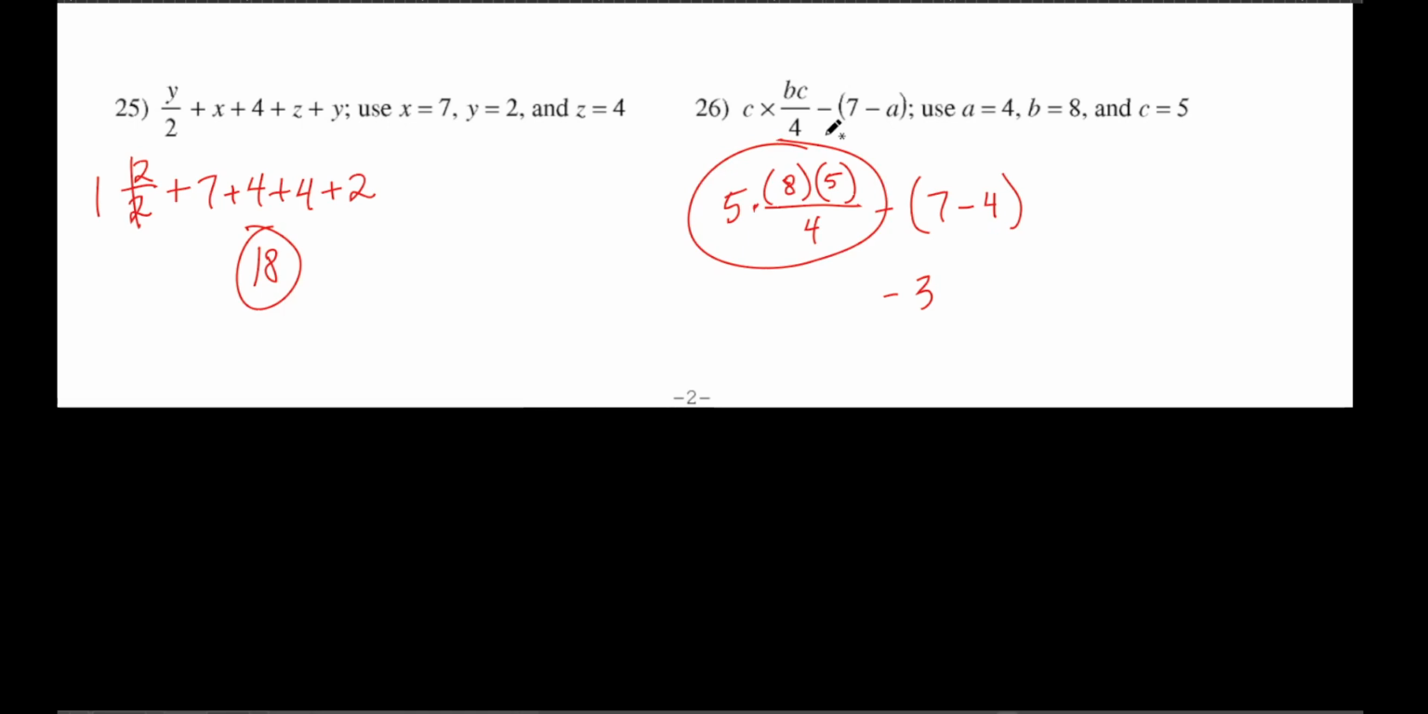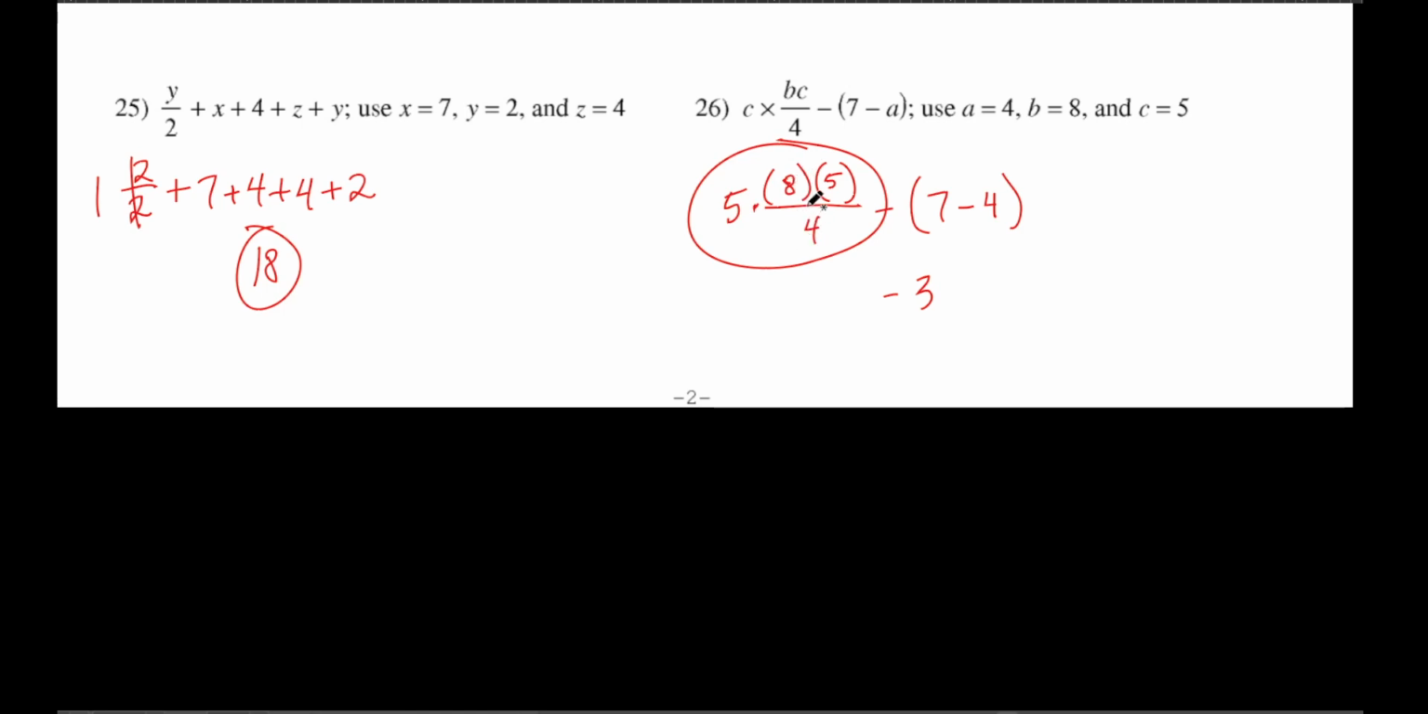Say what? You could do that. You could go 8 times 5 is what? 40. And then divide it by 4. What's 40 divided by 4? 10. And then take that 10 and do what to it? Times it by 5. Okay? So you could do that. Okay? If you wanted to, you could do this as well.